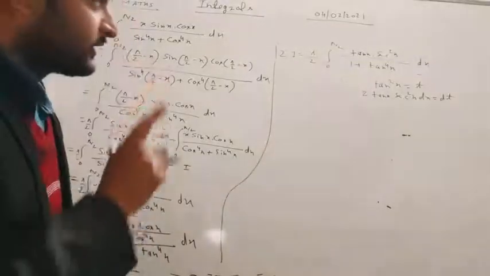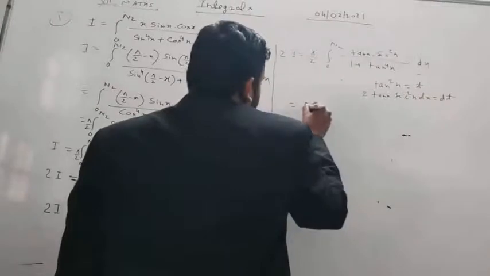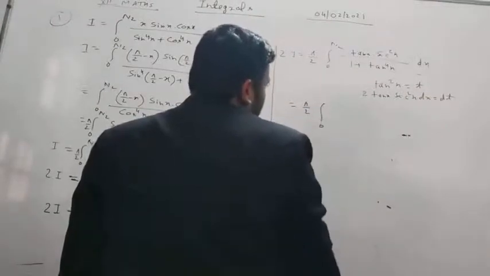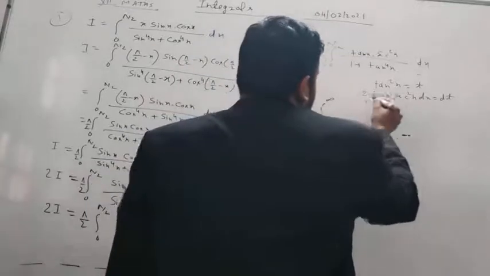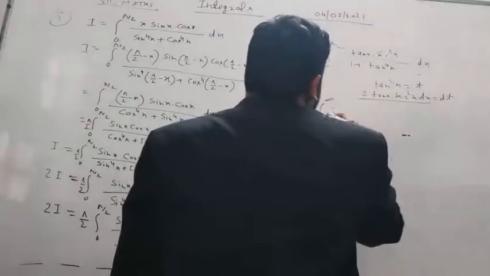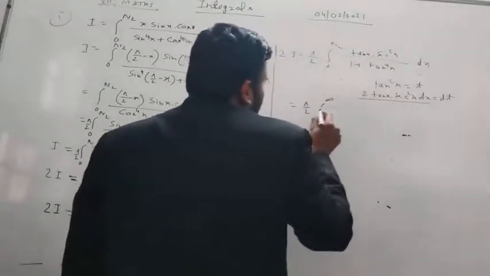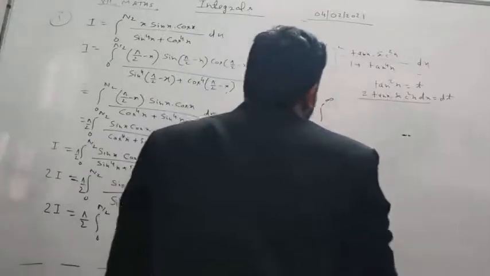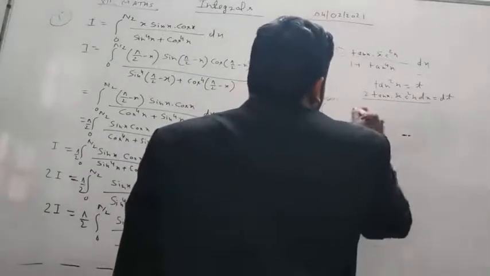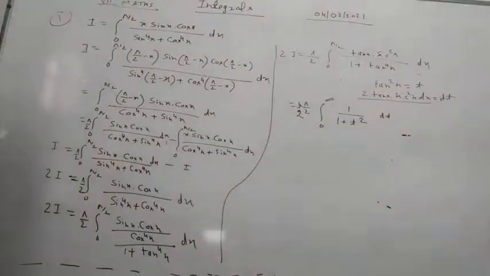And students, we change the limits. When we put 0 here, we get tan 0, that is 0, and for pi by 2, we get infinity. So students, this is equal to dt. So we can write 1 by 2 times the integral from 0 to infinity of dt by 1 plus t square.